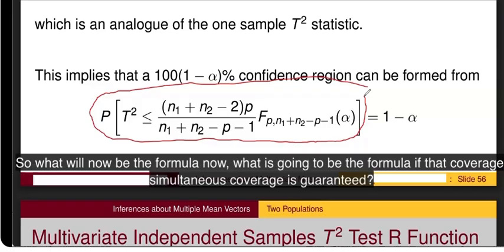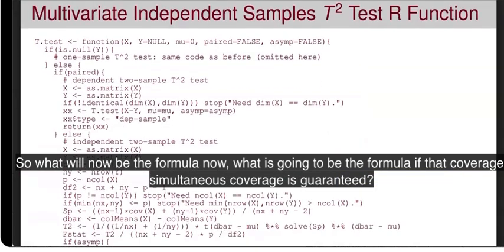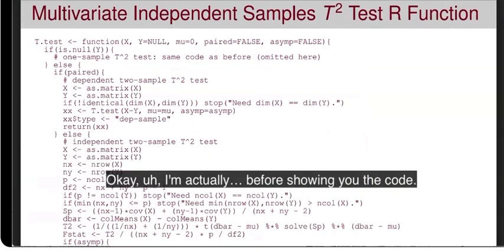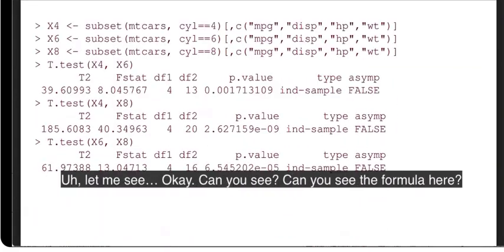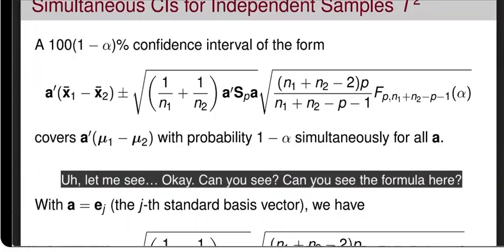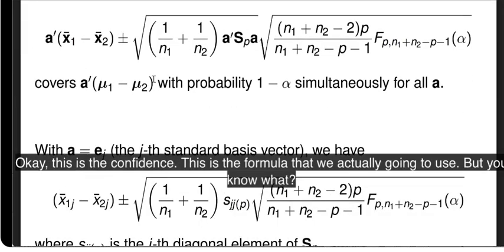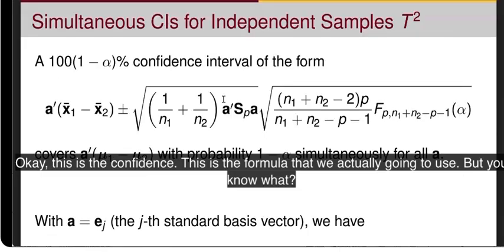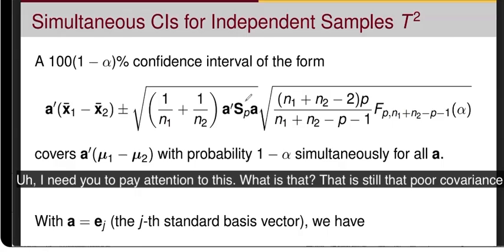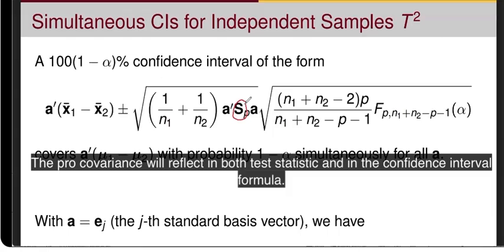So what will now be the formula? What is going to be the formula if that simultaneous coverage is guaranteed? Before showing you the code, let me see. Can you see the formula here? This is the confidence interval formula that we are actually going to use. But I need you to pay attention to this: that is still the pooled covariance. The pooled covariance will be reflected in both the test statistic and the confidence interval formula.